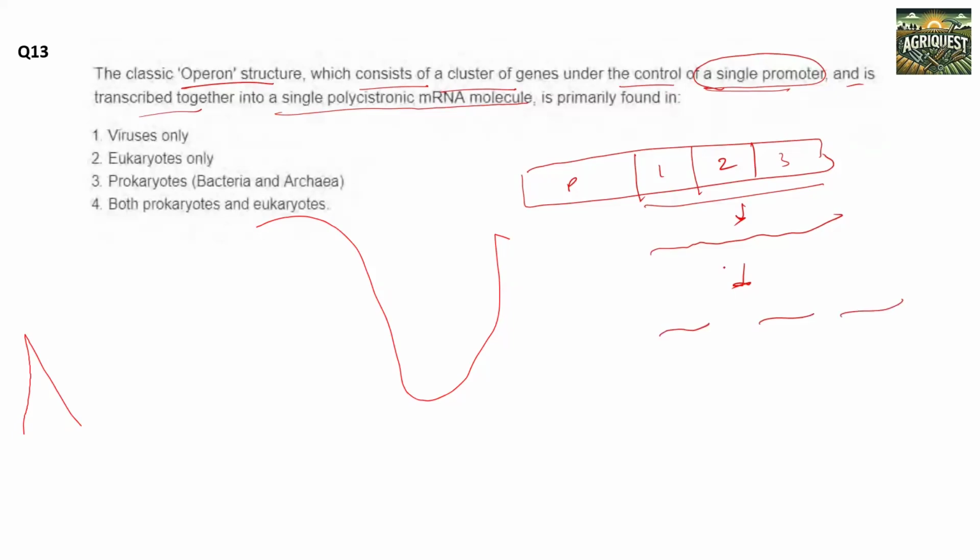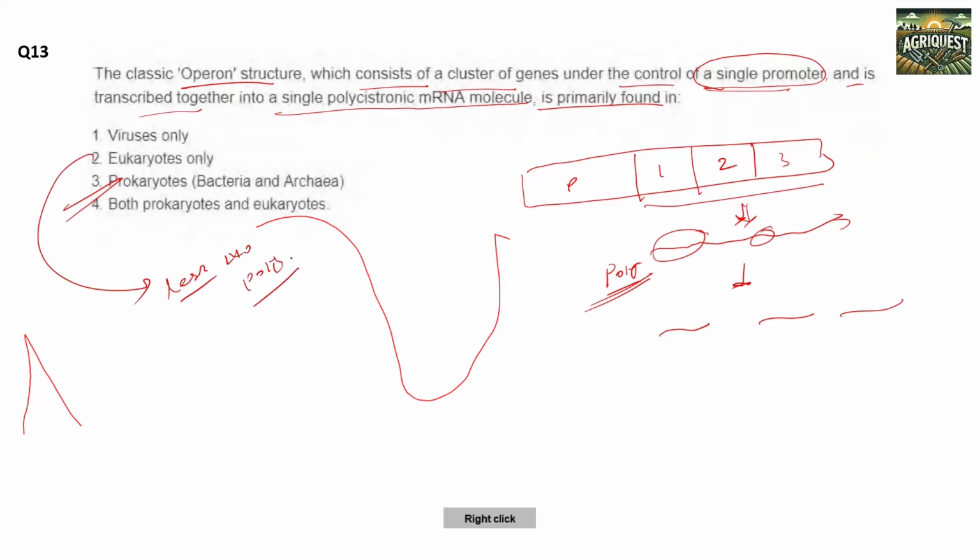After the processing, this produces the polycistronic RNA. This is called polycistronic RNA because cistron means the 3 cistrons are present. This is primarily found in prokaryotes, but in eukaryotes sometimes a smaller number of polycistronic mRNAs is found. Most of the time in the eukaryotic cell, most mRNAs are monocistronic in nature. So the correct answer will be the third.